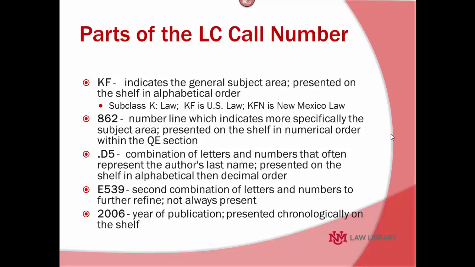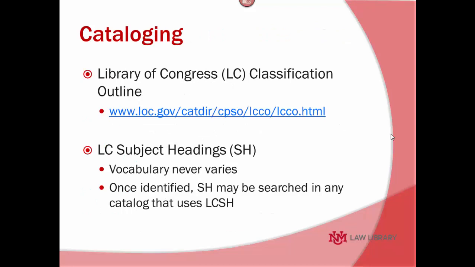Here's an example of parts of the LC call number. KF indicates the general subject area: subclass K is law, and KF is U.S. law. KFN is N for New Mexico law. The number line indicates more specifically the subject area, which is presented on the shelf in numerical order. So that LC subject heading system, the vocabulary never varies. Once identified, that subject heading may be searched in any catalog that uses Library of Congress subject headings.